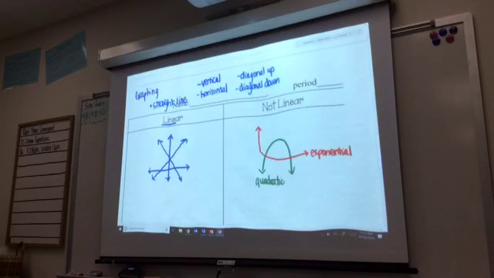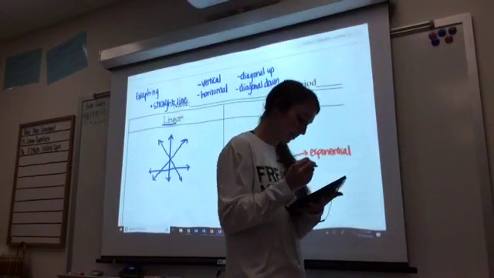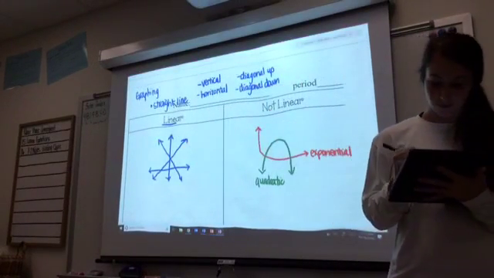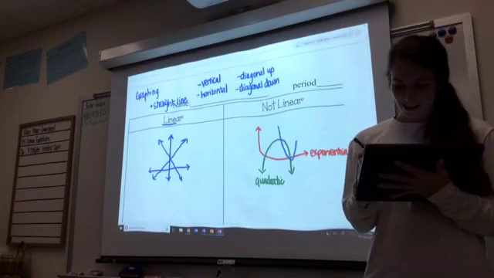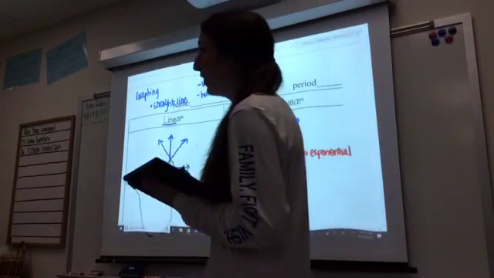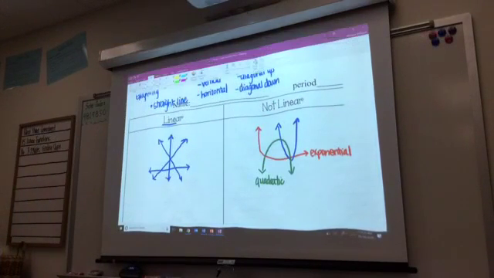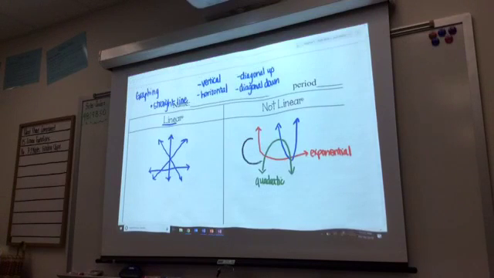Have you seen any other examples? Upside down quadratic. Which would be a normal quadratic, a U. Okay. What about this? Have y'all seen this ever? Oh, yeah. It's a circle. So is a circle going to be a linear function? No, because it's a circle.